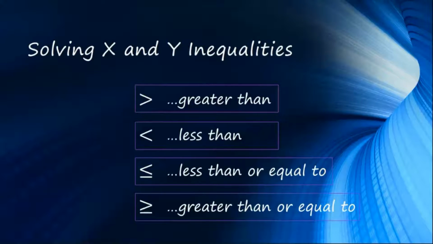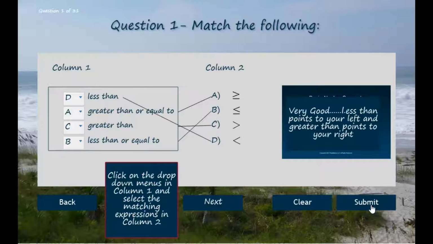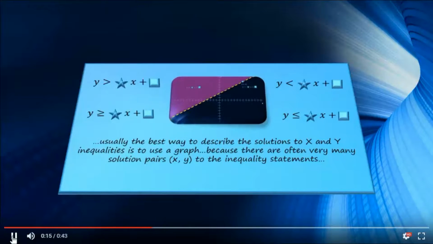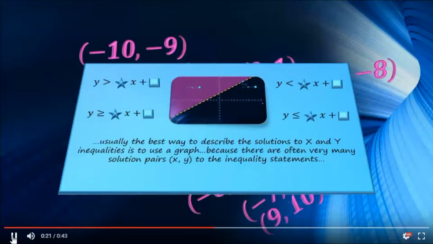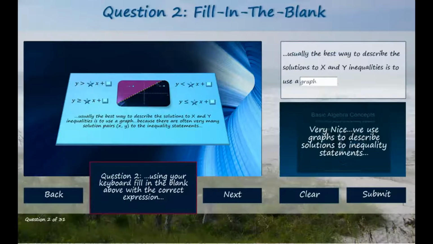Greater than or equal to relationships. Very good. Less than points to your left and greater than points to your right. Because there are often very many solution pairs to the inequality statements, we use graphs to describe solutions to inequality statements.